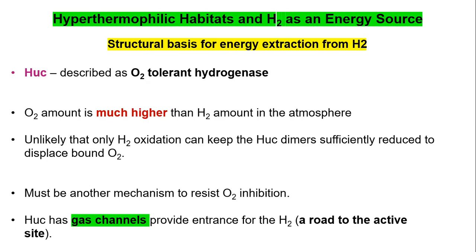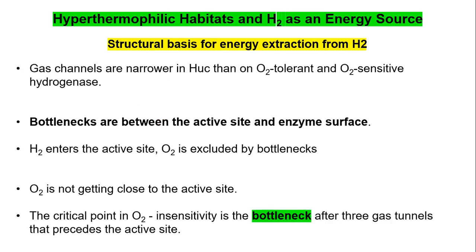It's called a bottleneck. Now, these gas channels that provide hydrogen entrance are much more narrow than in those other hydrogenases that are oxygen tolerant or sensitive. So this narrow bottleneck is the road to the active site. Hydrogen enters through those very, very narrow channels, but oxygen is excluded. So it selectively gets rid of oxygen. It's another adaptation that helps them survive, to extract everything from hydrogen. And it's present at low temperatures as well.